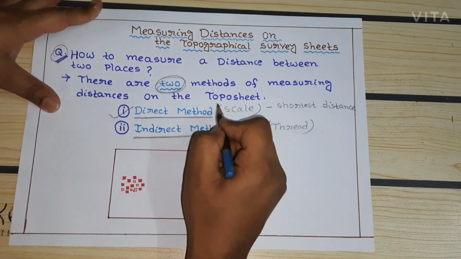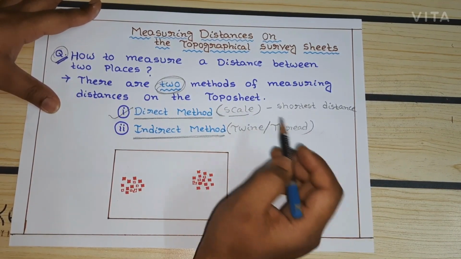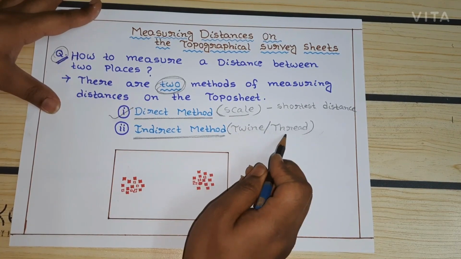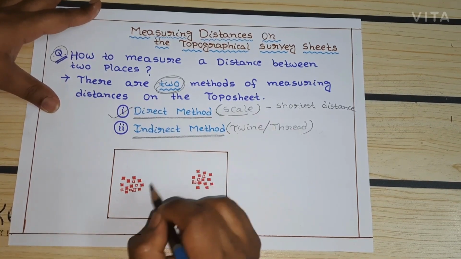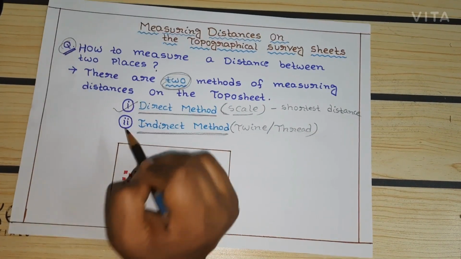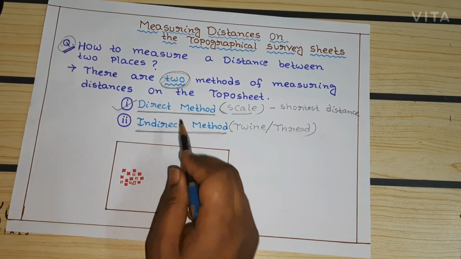For direct method, we use scale to measure distance, okay? And for the indirect method, we use twine or thread to measure distance on the topographical survey sheet. So in this video, I will be talking about direct method. So what about this direct method?